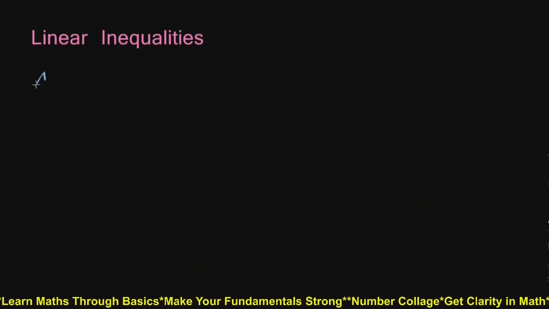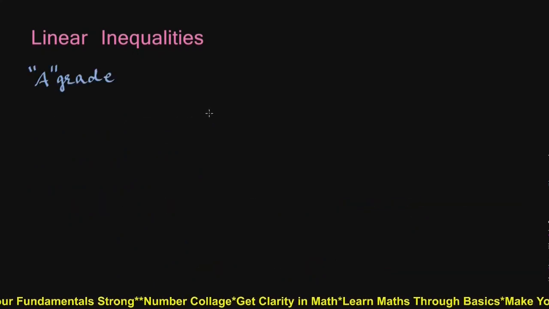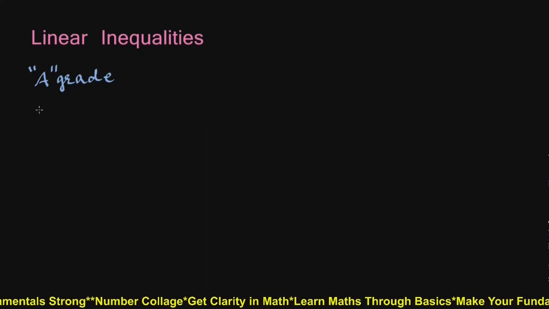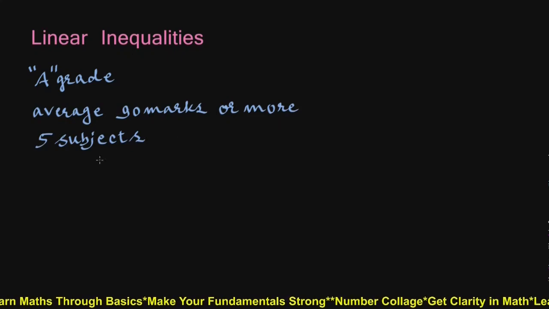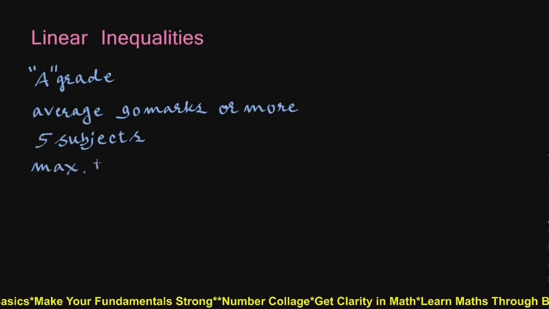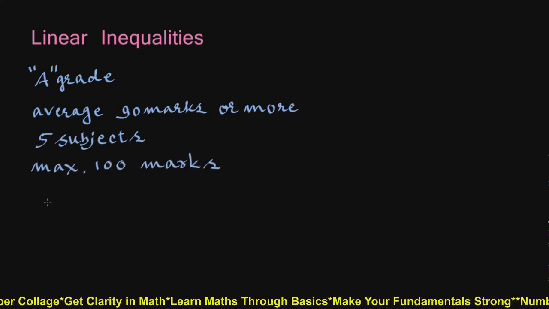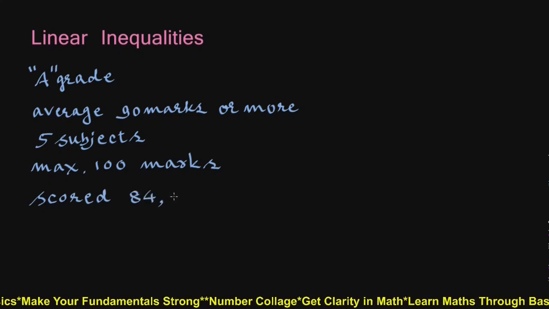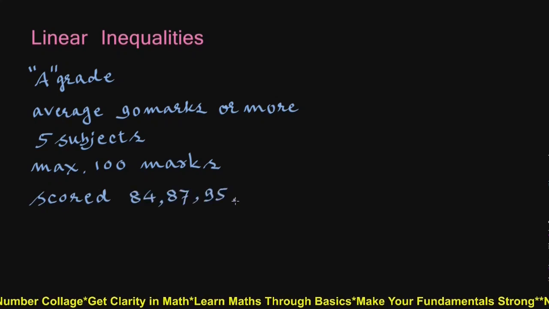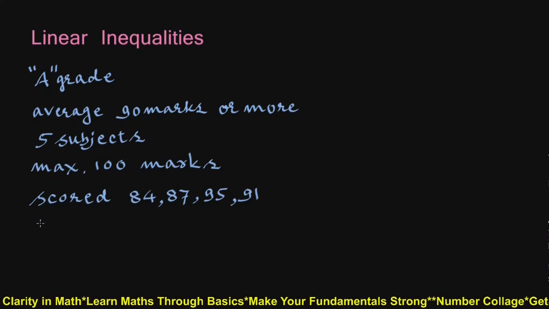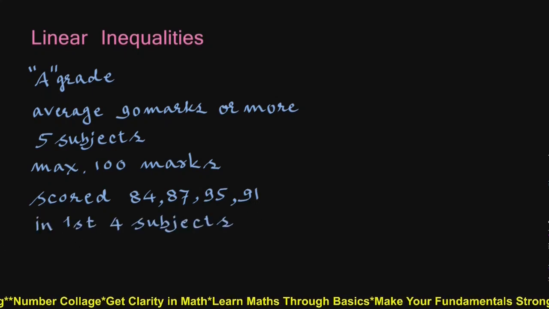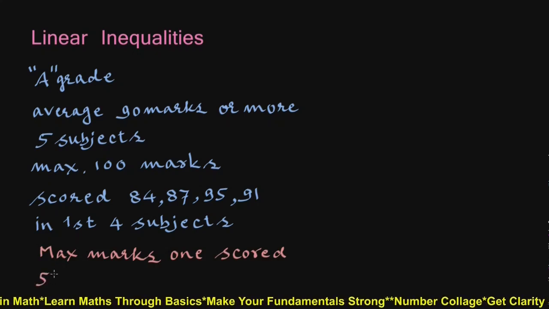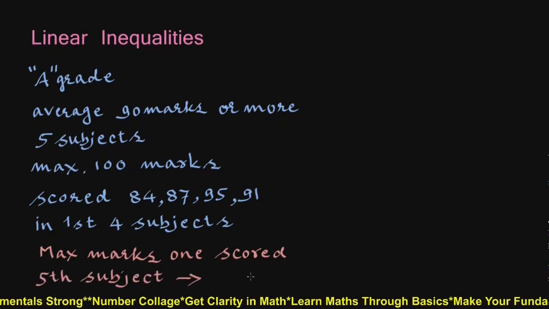To secure A grade, one must obtain an average of 90 marks or more in 5 subjects each of maximum 100 marks. If one scored 84, 87, 95 and 91 in first 4 subjects, what is the minimum mark one must score in the 5th subject to get A grade?